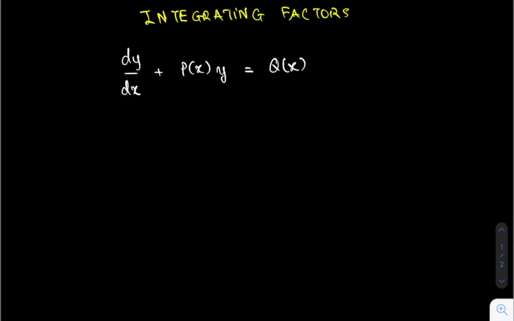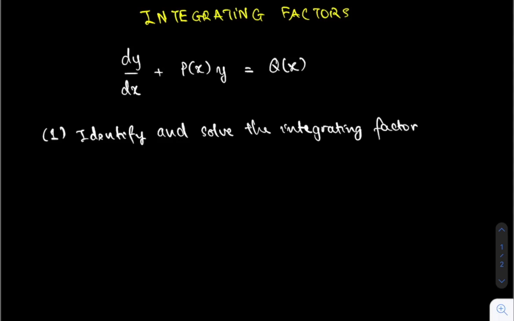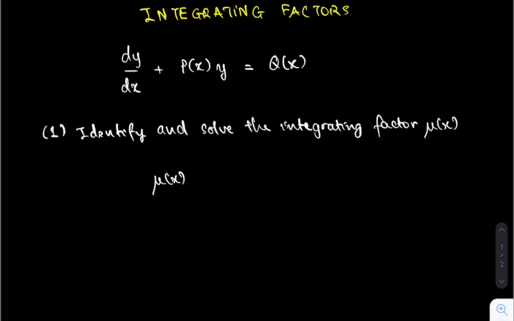The first step is to identify and solve for the integrating factor, which I call mu of x, where mu of x equals the exponential function e to the power integral of p of x dx. So it is necessary for you to correctly identify the representation of the function p of x.